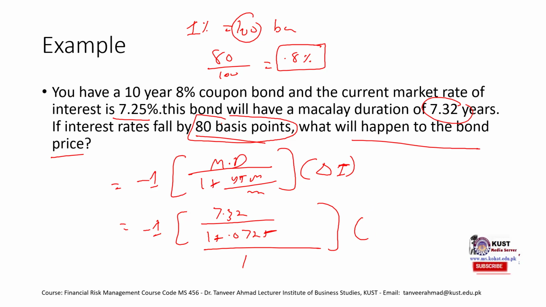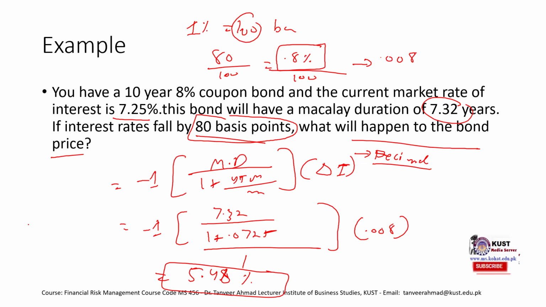Remember, the change in interest rate is how many basis points? It is 80 basis points. What is the percentage? 0.8%, but we do not need to write 0.8% over here. Remember, we need to write this in decimal form. So we further divide this 0.8 by 100, so we convert this percentage into decimal, so it would be 0.008. The answer would be 5.46%.